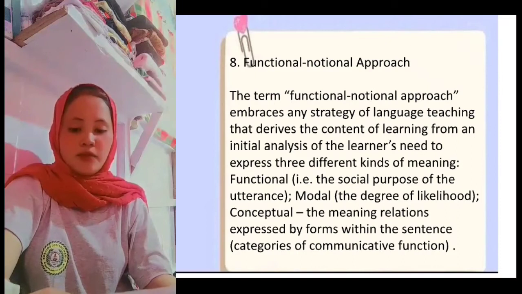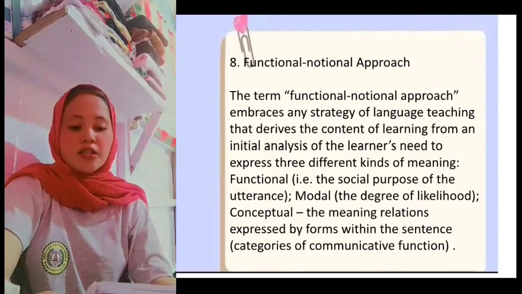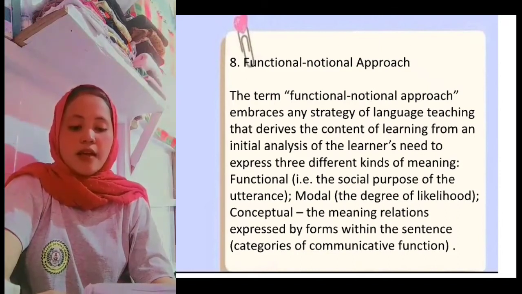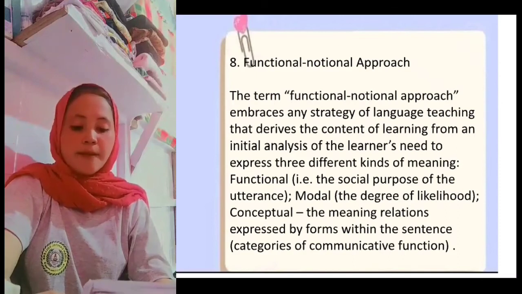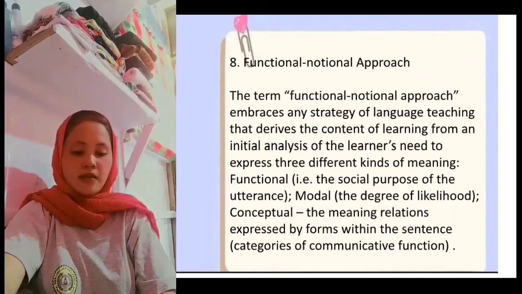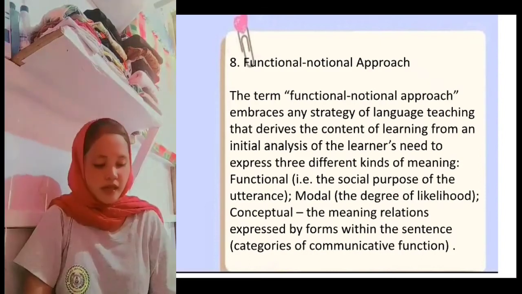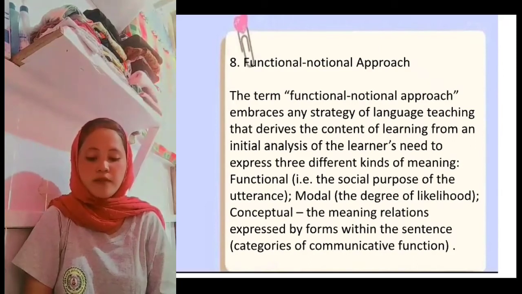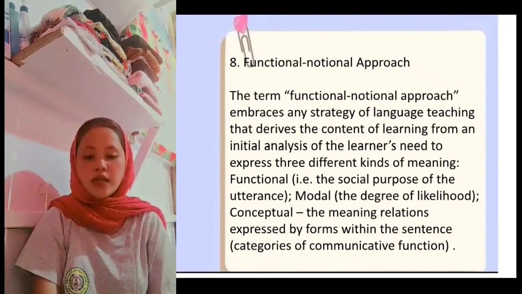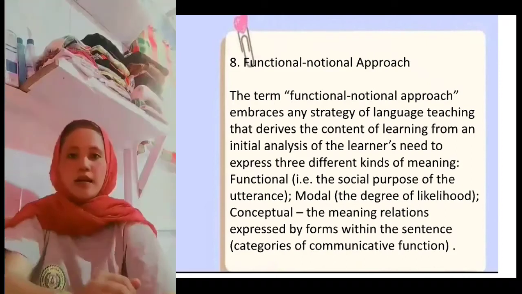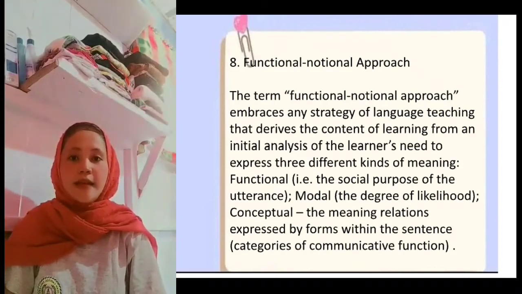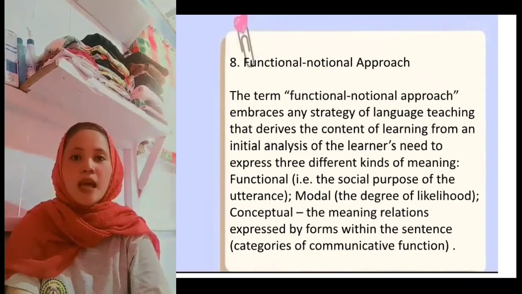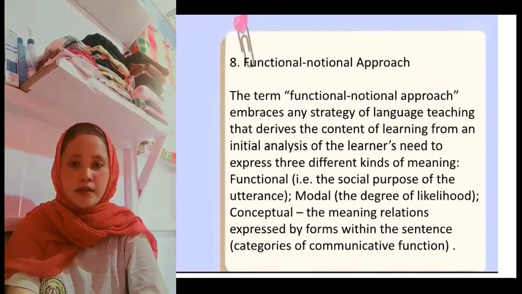Functional notional approach. The term functional notional approach embraces any strategies of language teaching that derive the content of learning from an initial analysis of the learner's need to express. And there are three different kinds of meaning of functional. Number one is the social purpose of the utterance. Social purpose of the utterance is we are used to having questions used to ask for information, declarative sentences to state something, and imperative sentences to give orders.